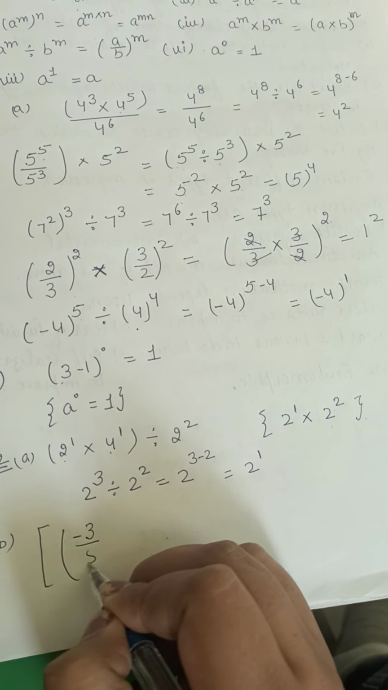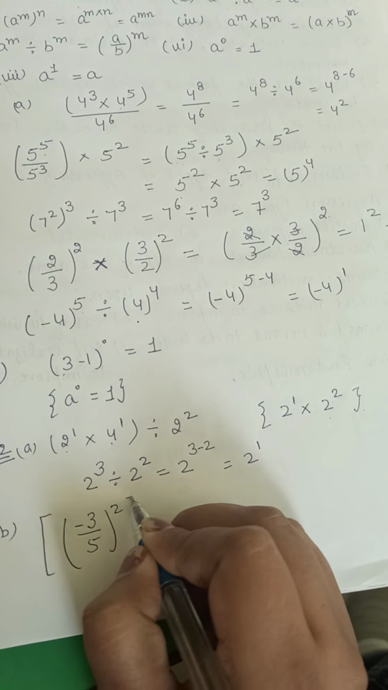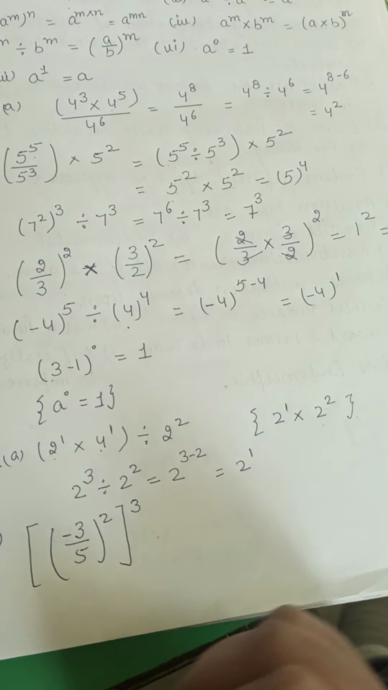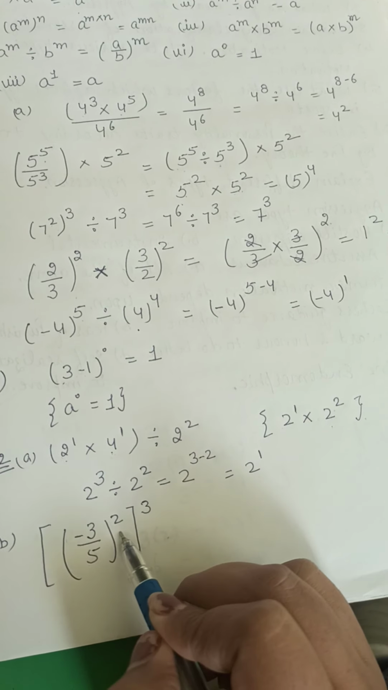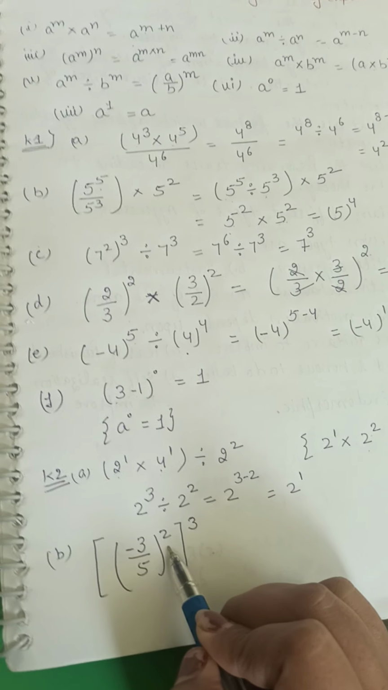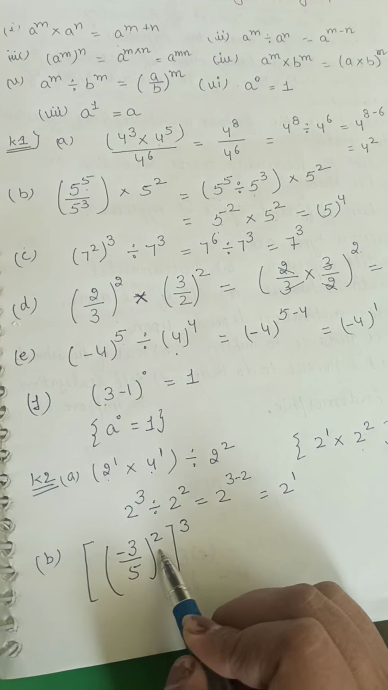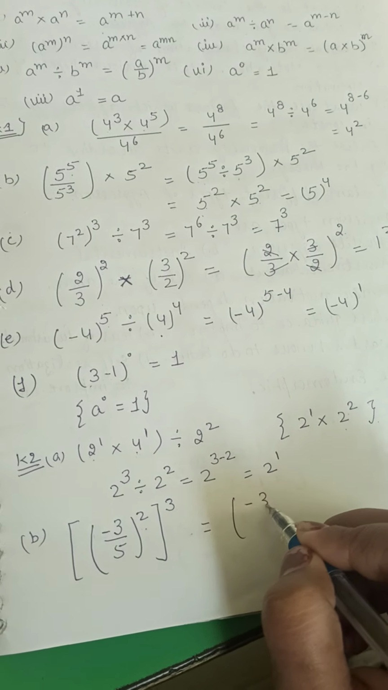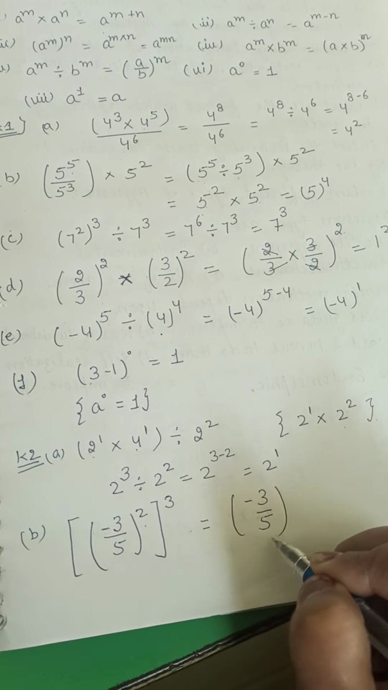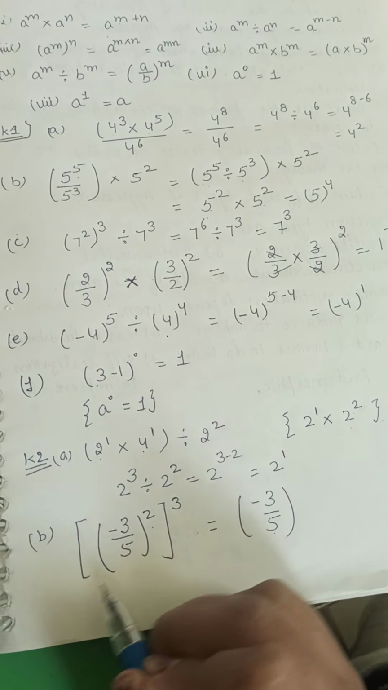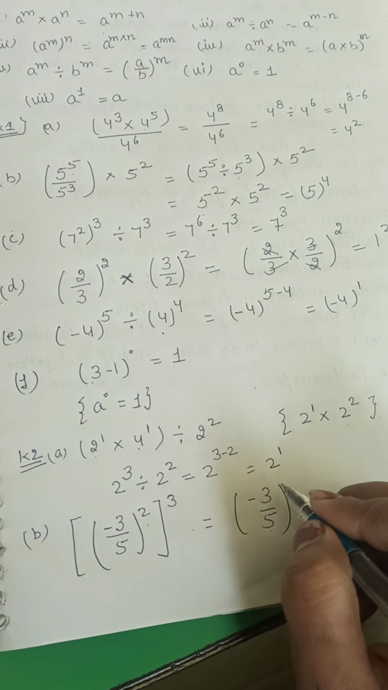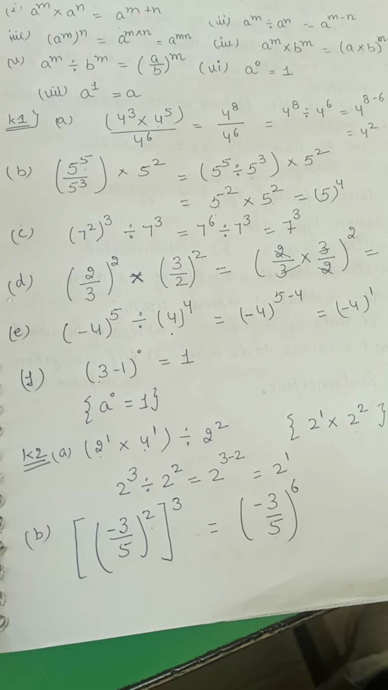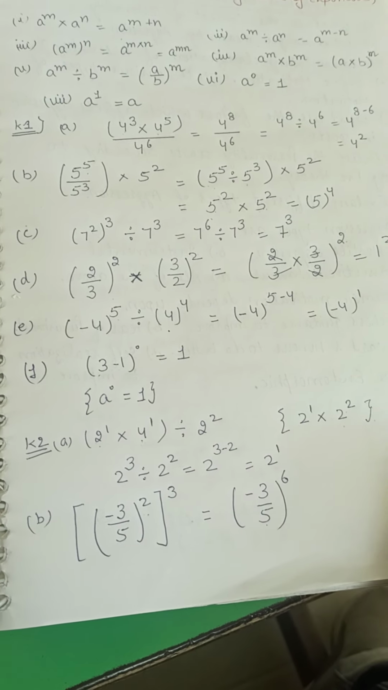Minus 3 by 5 to the power 2 whole the power 3. So we know when a to the power m bracket whole the power n, then this will be multiplied. So it will be minus 3 to the 3 by 5, 2 multiply with 3, 2 3s are 6. Clear?